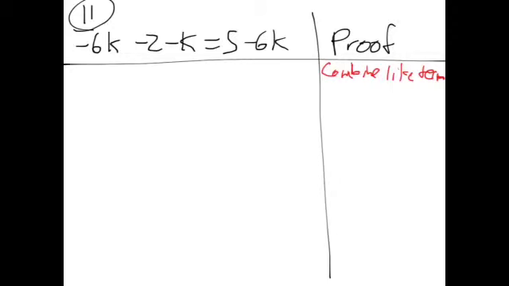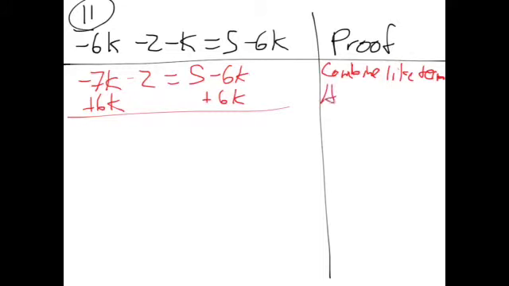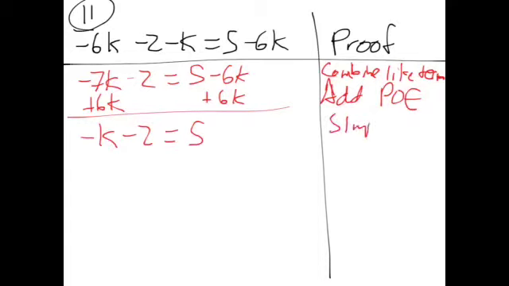So negative 6k minus k is going to be negative 7k. The subtract 2 stays there, and 5 minus 6k stays there. And now I'm going to get rid of the k on the right side, so I'm going to add 6k to both sides. And I can do that by the addition property of equality. And on the left side, we're going to have negative k now. Subtract 2 equals 5. And what lets me get to that is just to simplify.